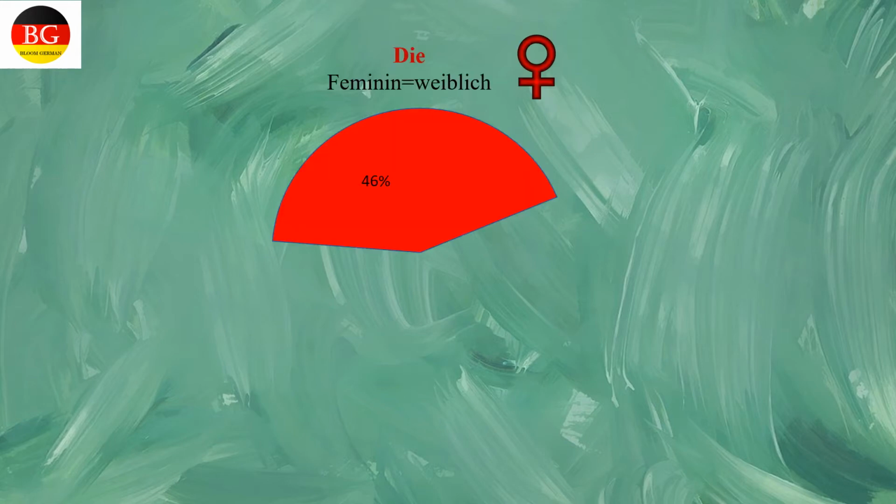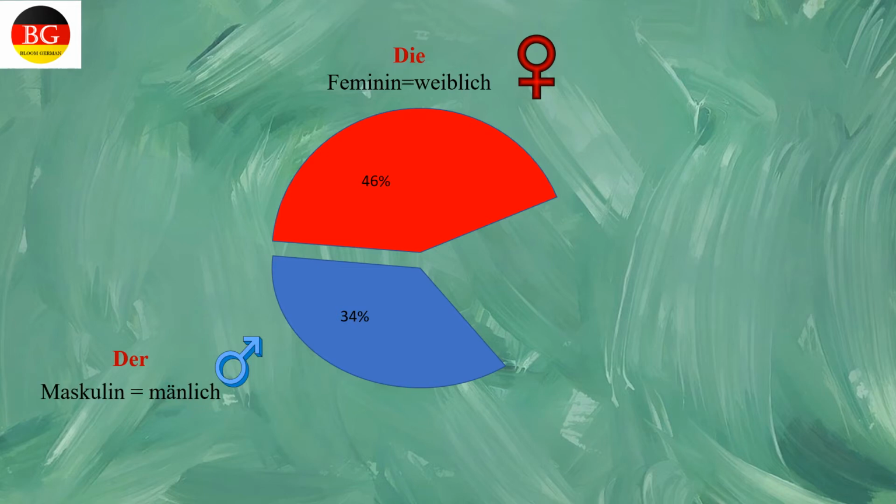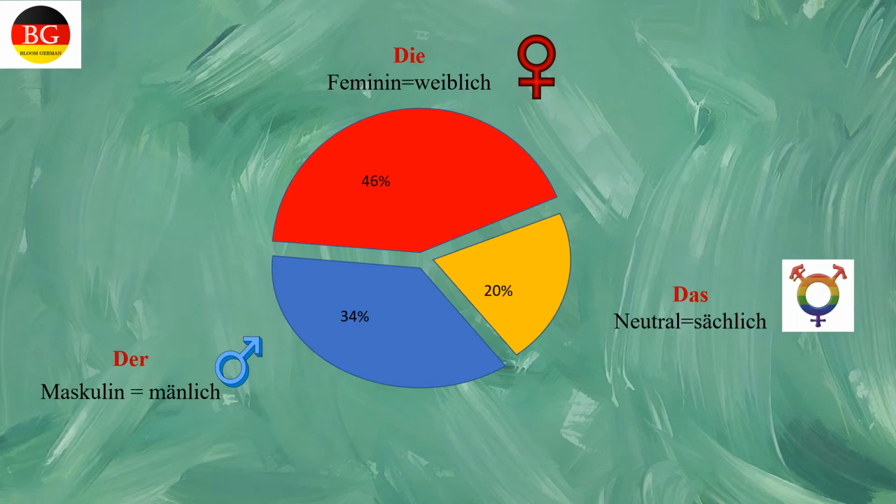According to Duden, 46% of German nouns are feminine, that is weiblich. 34% are masculine, that is männlich, and 20% are neuter, that is sächlich. So if you memorize just the masculine and feminine forms, you can know by default that whatever else comes across is definitely a neuter noun. This slide also shows us that feminine noun gender is 46%, which is more than masculine and neuter. Correct? Then, if you are taking any exam and you don't know the gender of a noun, go with the feminine form. There could be a 50% chance that your answer is correct.